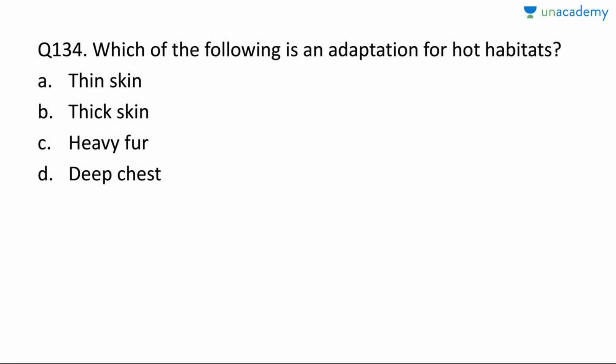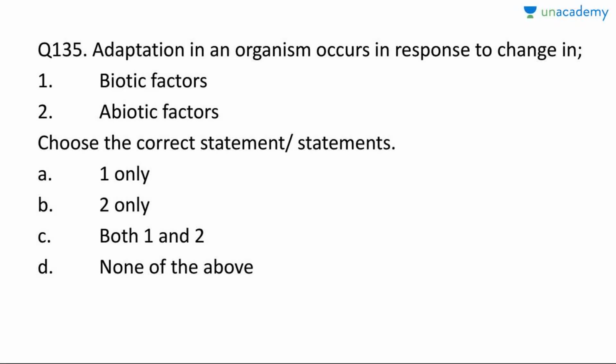Question 134. Which of the following is an adaptation for hot habitats? So just assume you are living in the Rajasthan desert. So you will not like to have heavy fur. Okay, you will not like to have thick skin. You do not like to have a deep chest. You will like to have very thin skin, so that evaporation can happen and your body can actually cool down. Otherwise, you will die of heat stroke. So the answer here is A, thin skin.